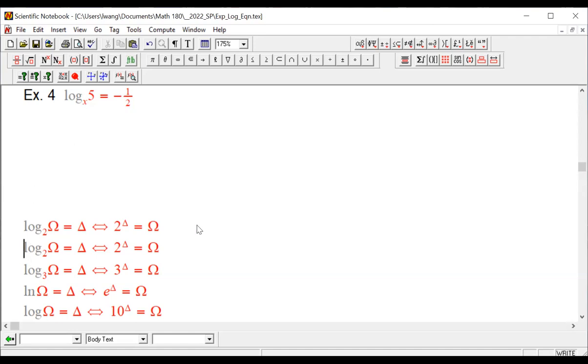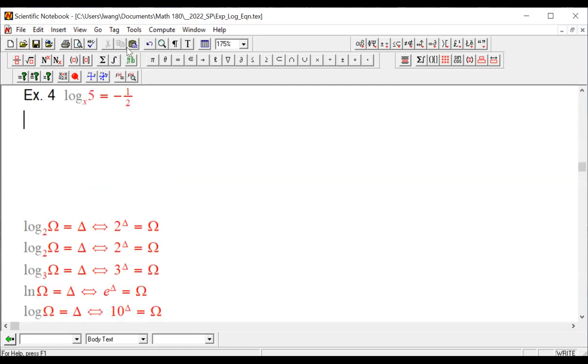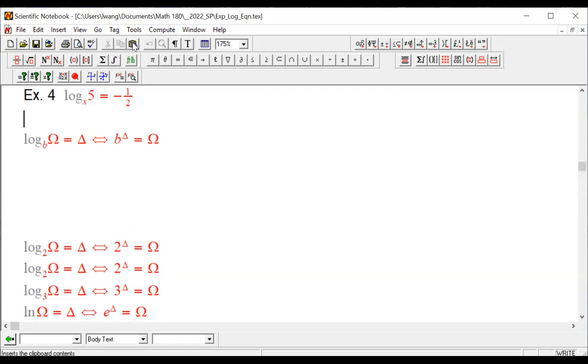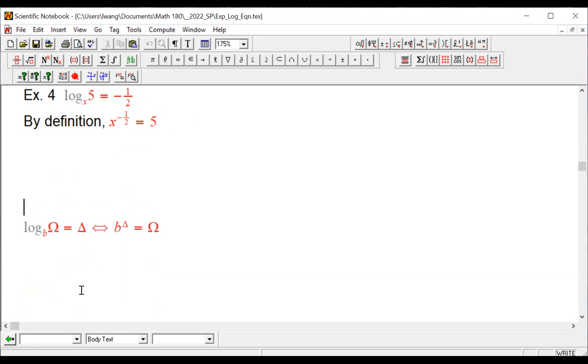So we're going to opt to use the algebraic method. When we don't know the base, we just use the definition in the general form, right? So by definition, x raised to the -1/2 power equals 5. So that's what we get by definition.